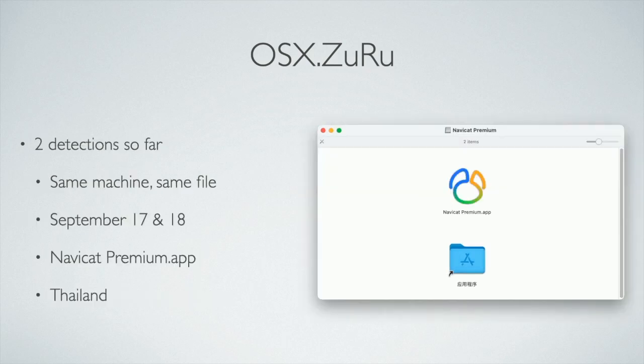Now, we have seen a couple detections of this so far since it was discovered. It hasn't been that long since the discovery, so there might be some new data that will come up at some point. But in this case, it was on the same machine. So one detection on September 17th, and then another one of the same file on the 18th. And it was the Navicat Premium app, which had been Trojanized. And this detection was in Thailand.